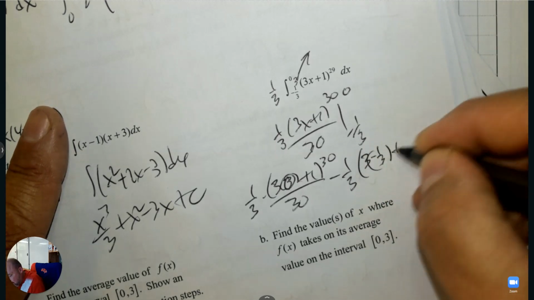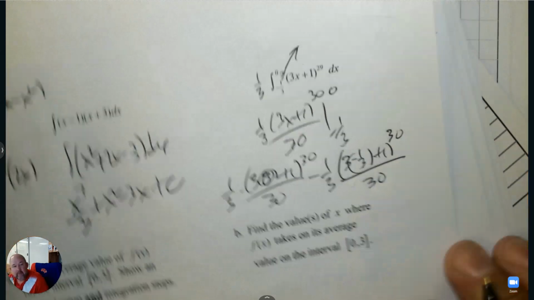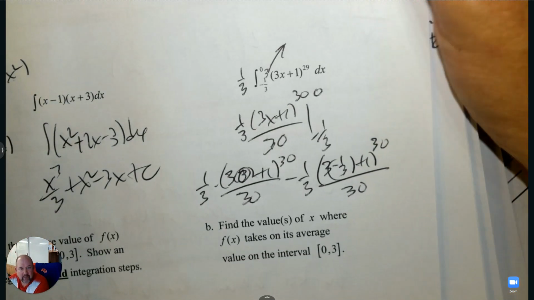Then plug in negative 1/3. And you have your answer. So plug in 0, subtract, plug in negative 1/3.